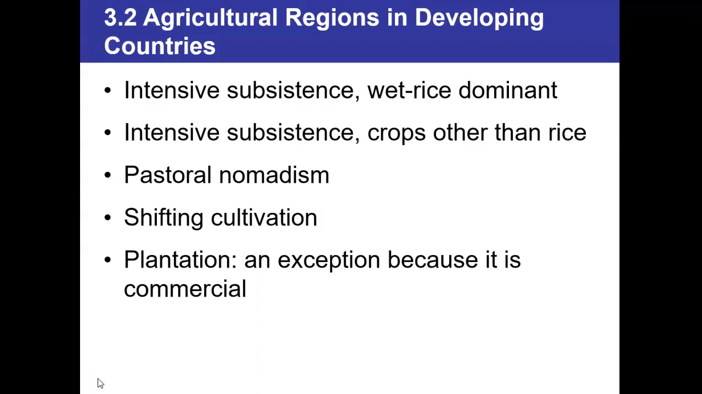Again, it is referred to as intense subsistence because cultivating these crops is very labor intensive and in large part is done by hand. Pastoral nomadism is a form of subsistence agriculture based on the herding of domesticated animals in dry climates where planting crops is impossible. Pastoral nomads depend primarily on animals rather than crops for survival. This is common in Saudi Arabia and North Africa.